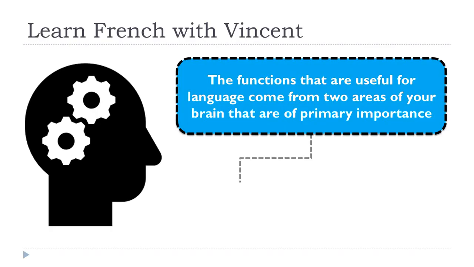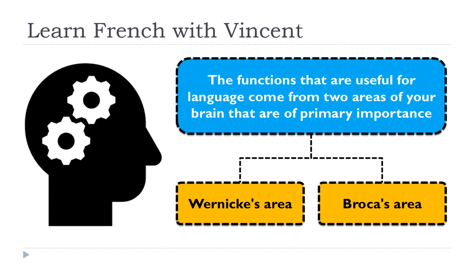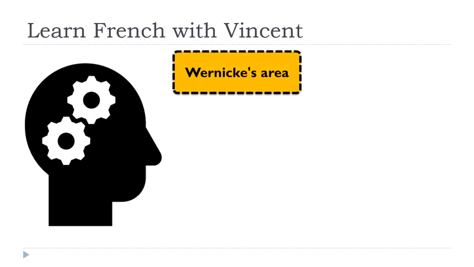And well, the first one will be the area called the Wernicke's area, and the second one will be called the Broca's area. So clearly, when you learn a language, and if you learn French, you will have to use these two different areas of your brain, which is really, really interesting because it will explain a few things. You will see in a few minutes.